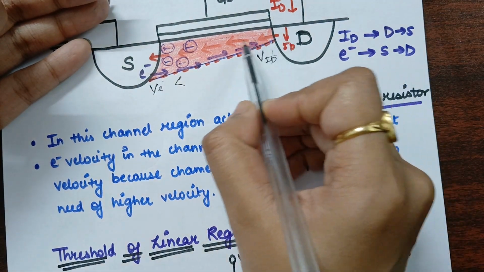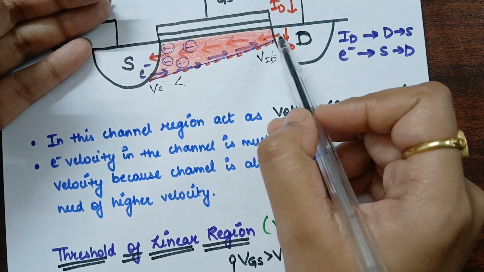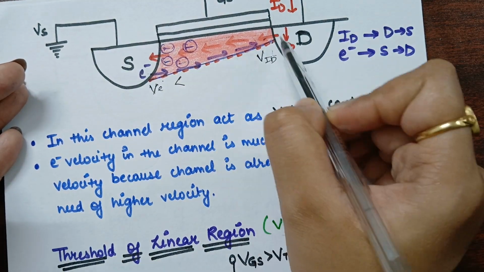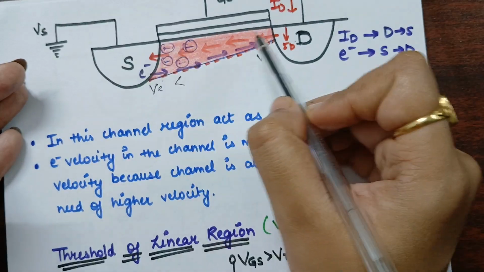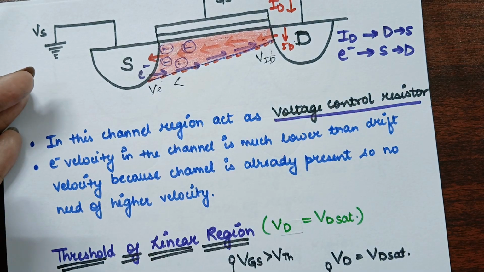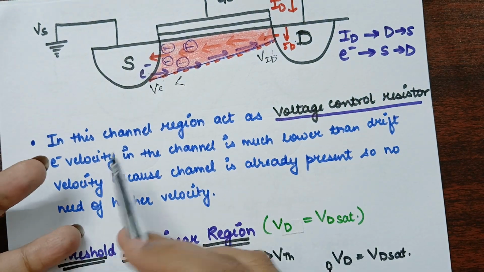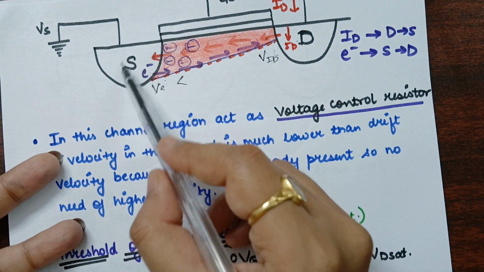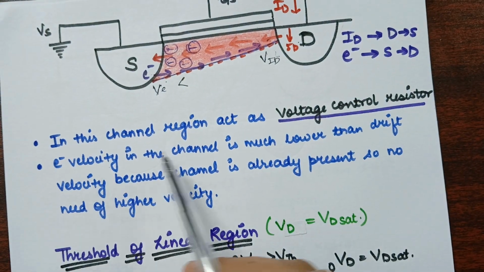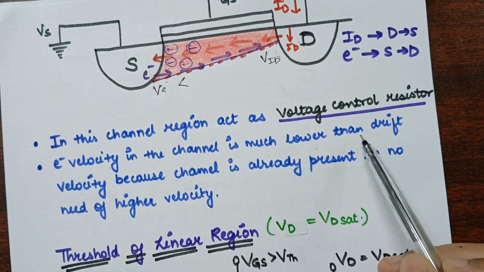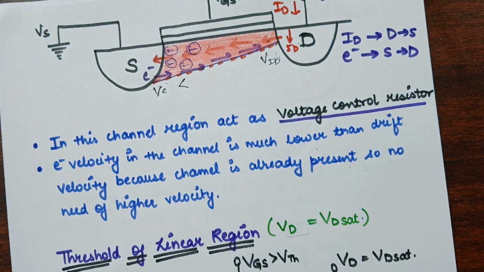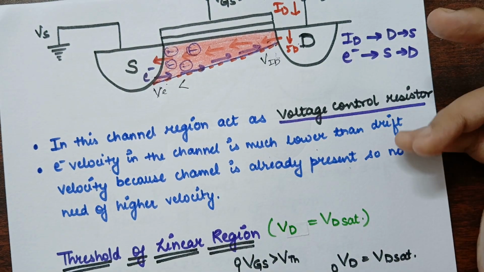Because there is no interruption of the channel. This ID current can easily flow from drain to source because there is no problem in the channel. The current can easily flow from here. So here the electron density is constant, with no interruption in the electron density. So the electron density in the channel is much lower than the drift velocity because the channel is already present, so there is no need to increase this velocity.